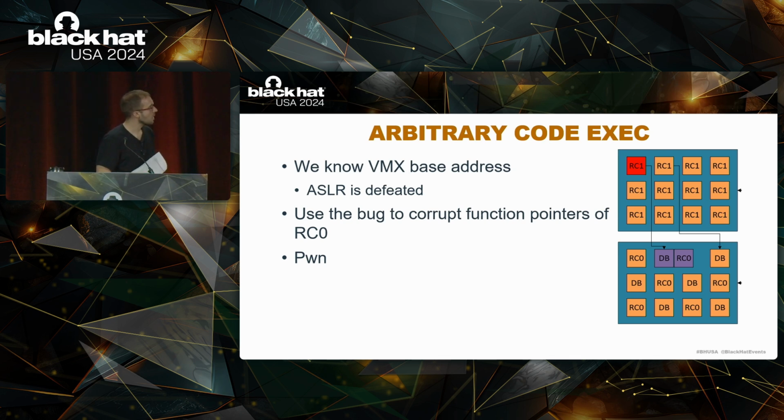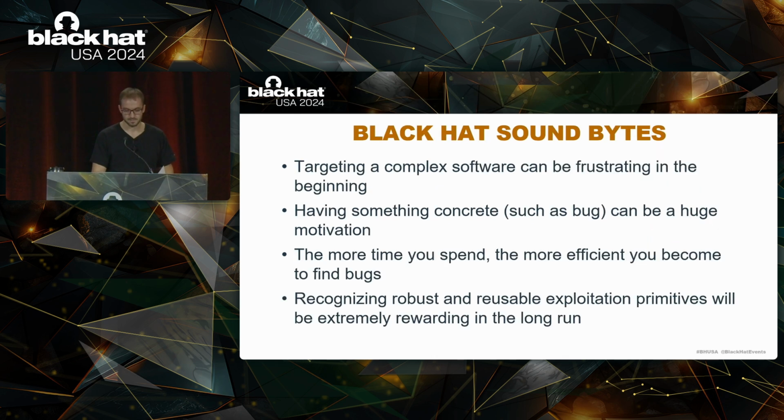And basically, to do that, I could either use the metadata attack in order to corrupt the function pointers of resource container 1, or even write to the data buffer, actually after the end of the data buffer, to RC0, which basically would corrupt the function pointer of RC0. And having already defeated the ASLR and corrupting function pointers, I'm able to actually execute arbitrary code on the guest operating system.